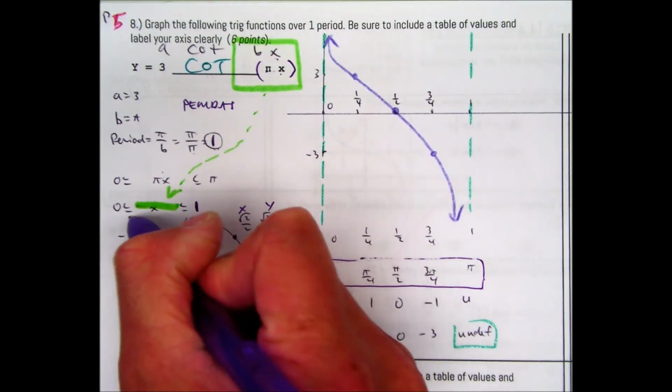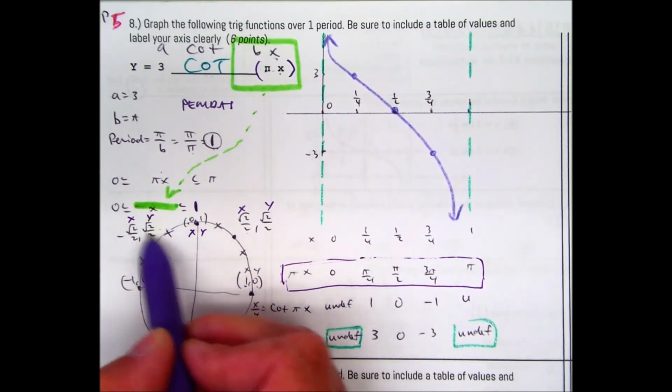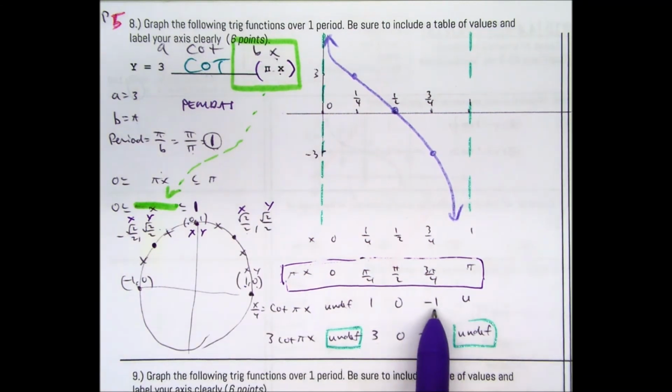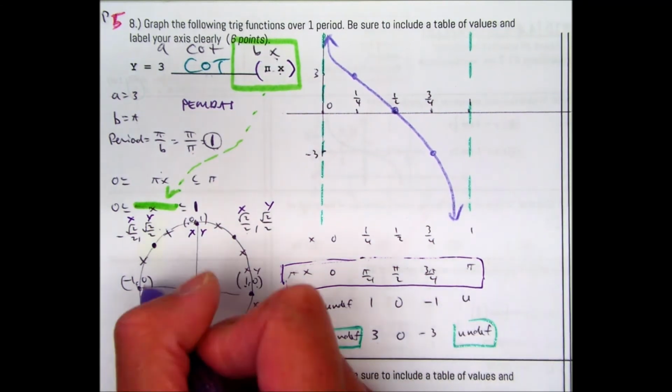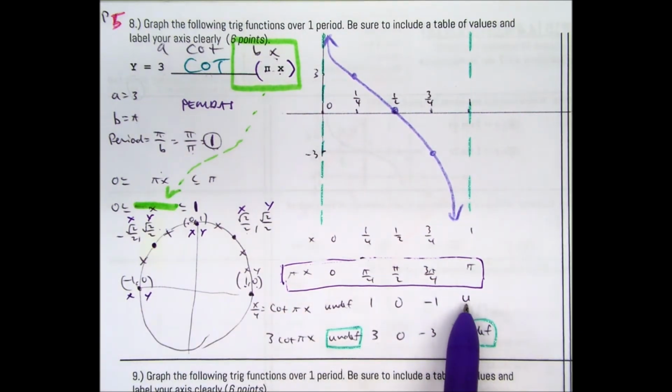So again, I'm just taking this expression divided by itself. It's identical, so it's going to equal 1. But this is a negative divided by a positive, so you're going to get a negative 1. And then at pi, negative 1 divided by 0 is undefined.